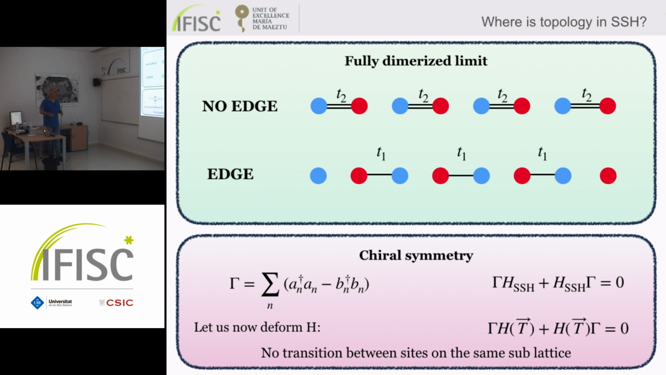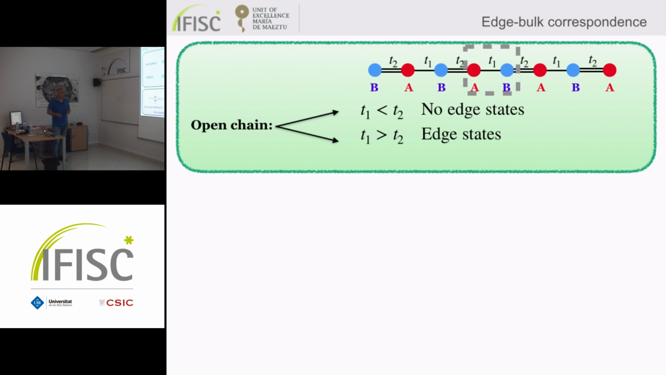The state is protected by this chiral symmetry, because if you deform the Hamiltonian, it still anti-commutes with the Hamiltonian, and you can show that it is necessary to have a state with 0 energy. Just to resume, then, for an open chain, T1 less than T2: no edge states. T1 greater than T2: you have edge states. This is an open chain characterization.